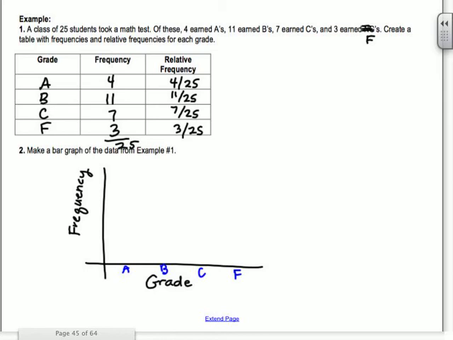And we want to show how they're related to one another. So A, there were 4 people that had A's. So you can do marks along the side: 1, 2, 3, 4, 5, 6, 7, 8, 9, 10, 11. So we have 4 people got A's. 11 people got B's. 7 got C's. And 3 got F's. Okay, that would be a bar graph.